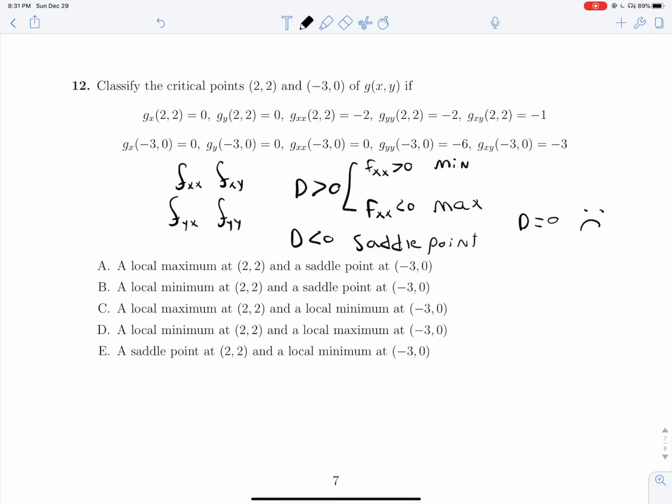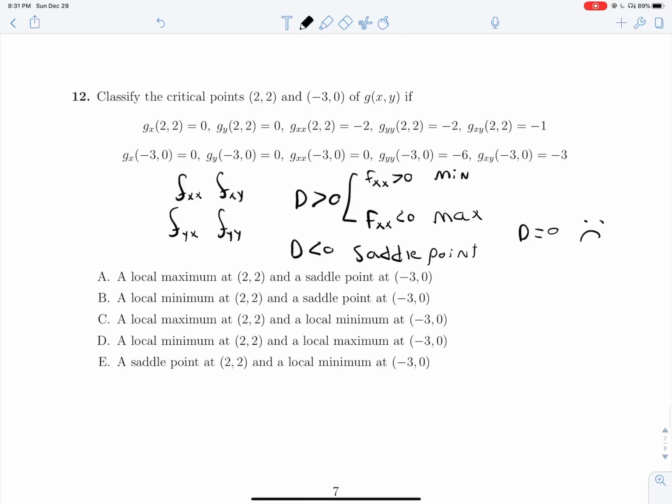Okay, so looking up here, we know that the precondition for something being a critical point is that gx and gy, in this case, are both equal to 0. So we see that both of these points satisfy that, because gx and gy over here are both equal to 0, but they already told us that they were critical points up here, so I highly doubt they would try to pull that kind of trick on us.